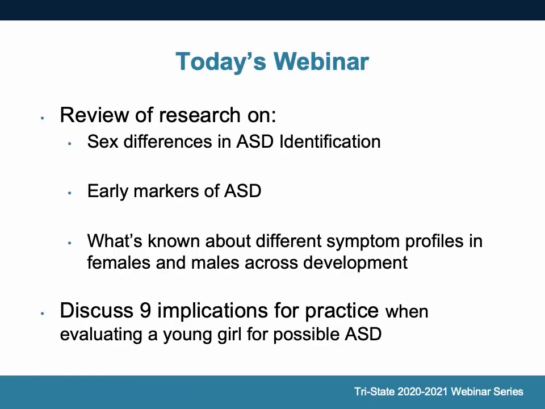So for today, I'm going to review some of the research on sex differences in our ability to identify people with ASD, talk briefly about those early markers, talk to you about different symptom profiles in males and females across development, at least what the research is telling us, and then discuss, I guess we have 9 implications for practice when evaluating.